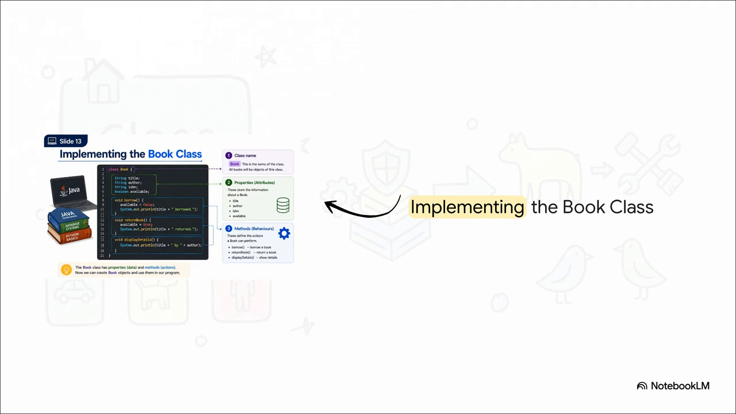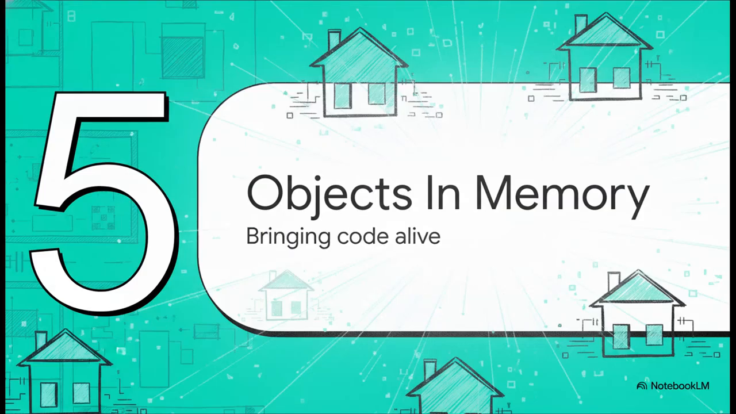Drop down a bit further, and we have void borrow. That's our method. When that borrow method runs, it changes the availability property to false because the book is checked out, and it prints a little message. We quite literally just took our grammar exercise from earlier, our nouns, verbs, and properties, and typed them into Java syntax. That is it.